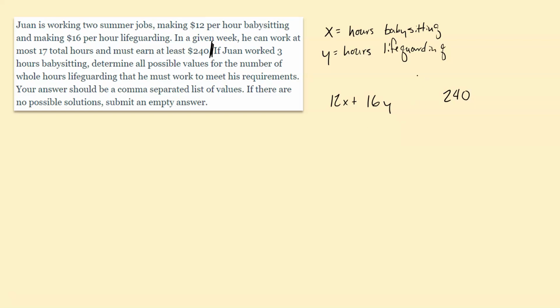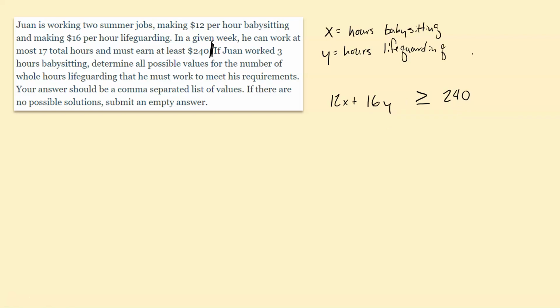Now we have to figure out what inequality we're going to use here. It says he must earn at least $240. So this part over here is the amount of money he's earning. So if we want this to be at least $240, we're saying it can equal $240 or it can be greater than $240. So this is our inequality here. We're saying this amount that Juan can earn is greater than or equal to $240.